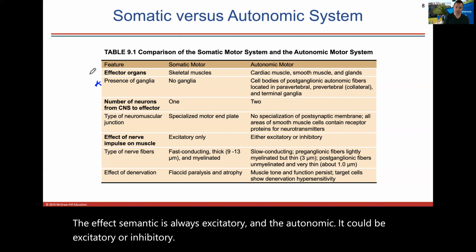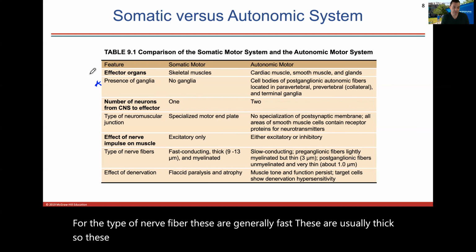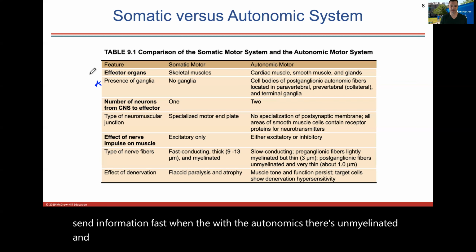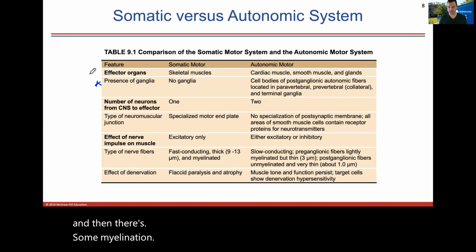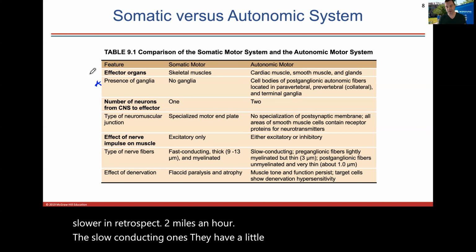For the type of nerve fiber, these are generally fast. These are usually thick. So these are going to be really fast. Thick myelinated nerve fibers always send information fast. With the autonomics, there's unmyelinated, and then there's some myelination. So for the unmyelinated, they're very thin, so they're going to conduct slower, in retrospect, 2 miles an hour. The slow conducting ones, they have a little bit of myelination, not a lot, not like we see with the skeletal muscle system.